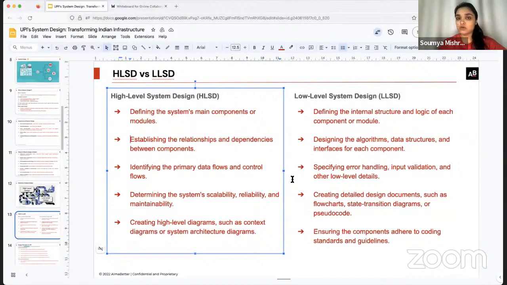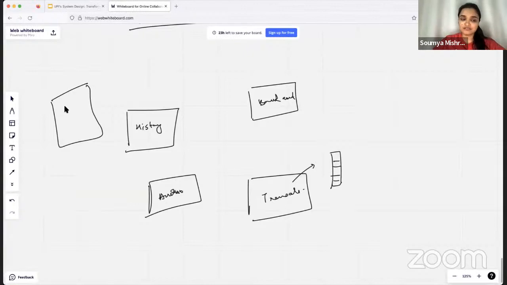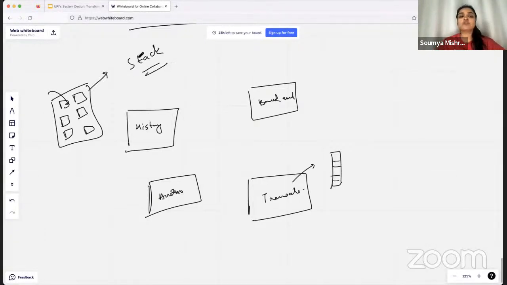But in low level system design, you identify what data structure you're going to use. So for example, for transactions, maybe you decide that you're going to go ahead with a queue, which is a data structure. And in Google Pay, if you remember, there was a scratch card thing, right? The latest scratch card would come on top and the oldest scratch card would come at the end. So then you say that for this section, I'm going to use the stack data structure. All of these things are done when you do a low level system design.